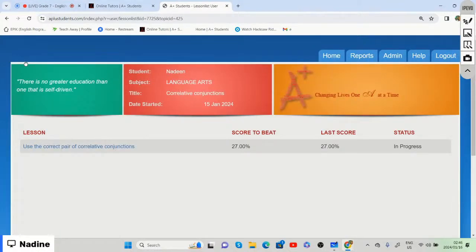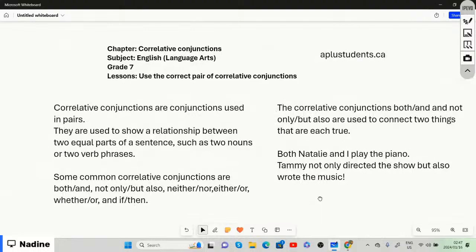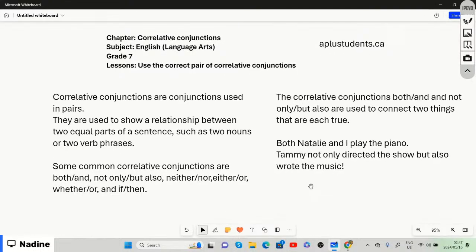And we said correlative conjunctions are used in pairs, right? So it's either or, right? Correlative conjunctions are conjunctions that are used in pairs and they are used to show a relationship between two equal parts within a sentence, such as two nouns or two verbs, right?